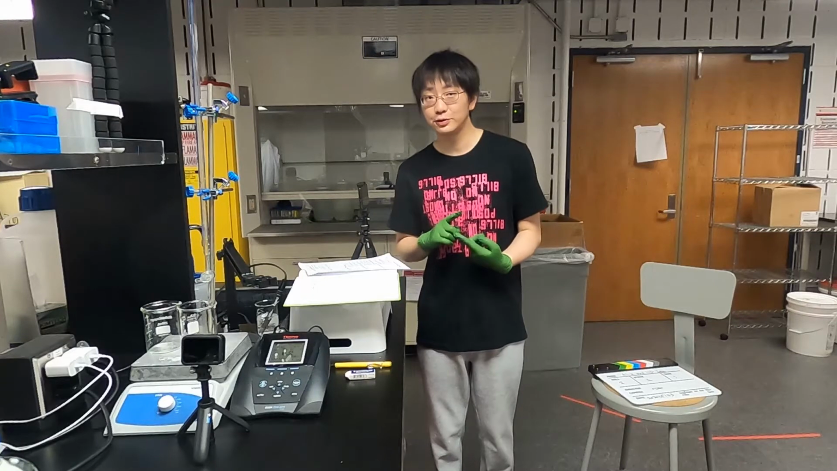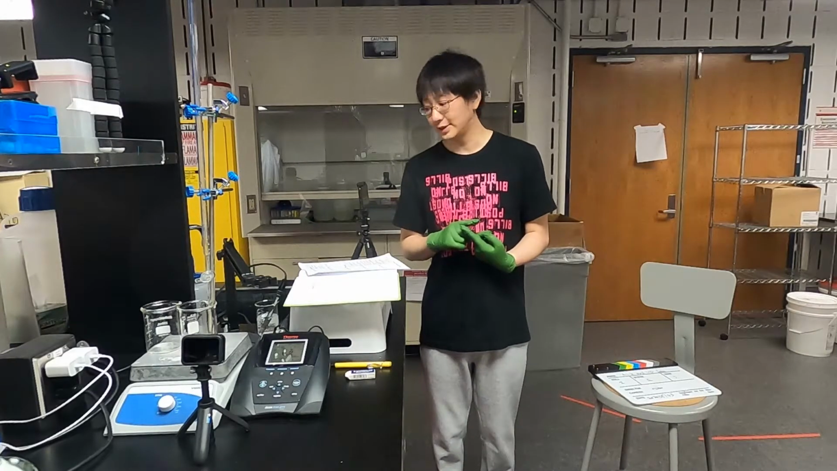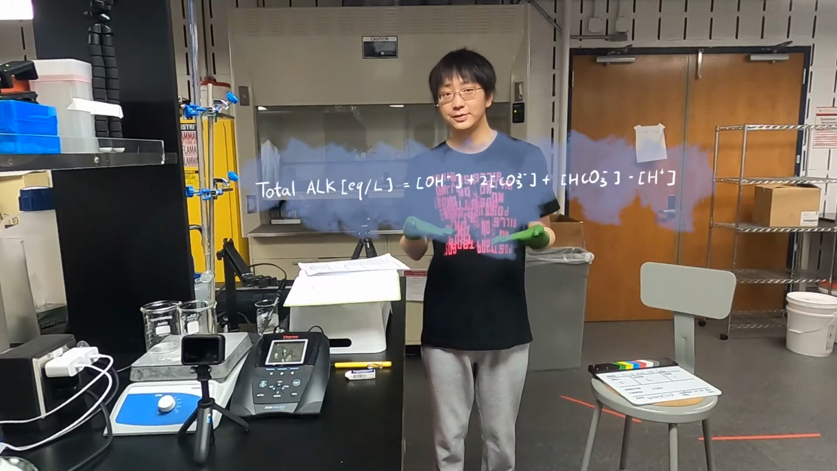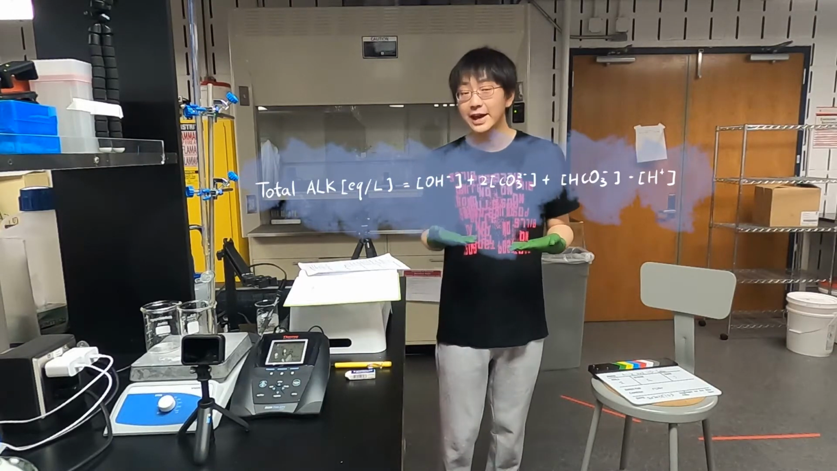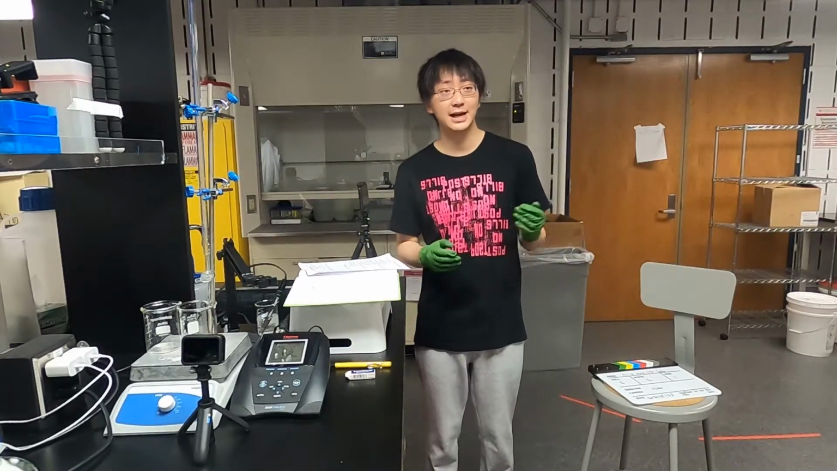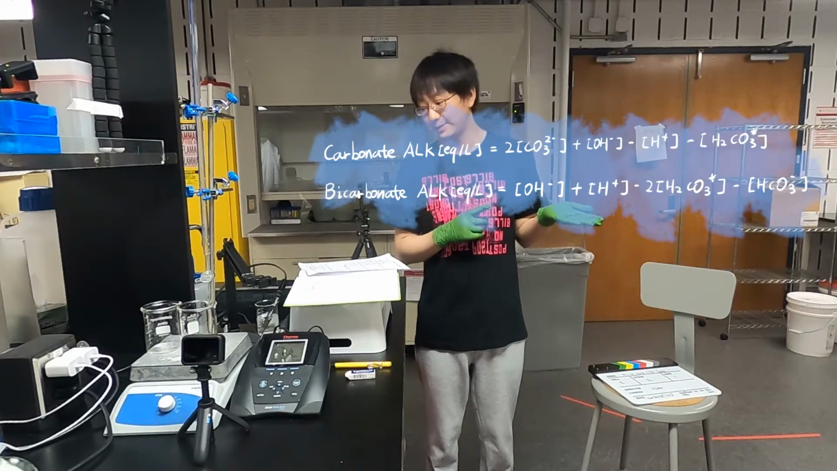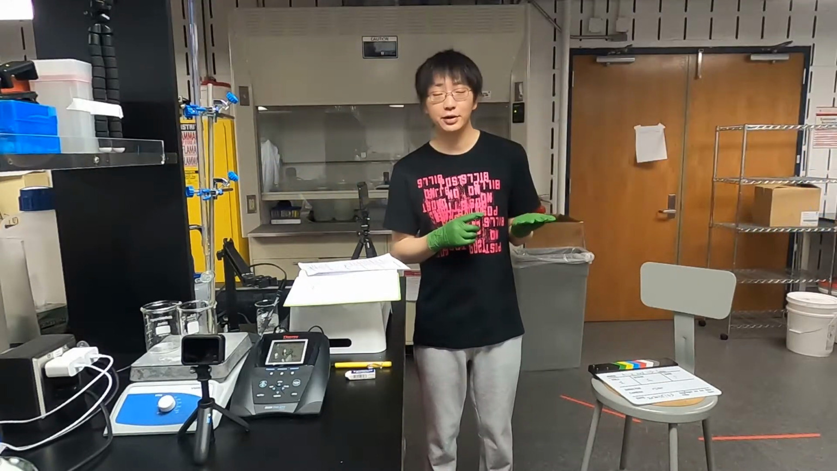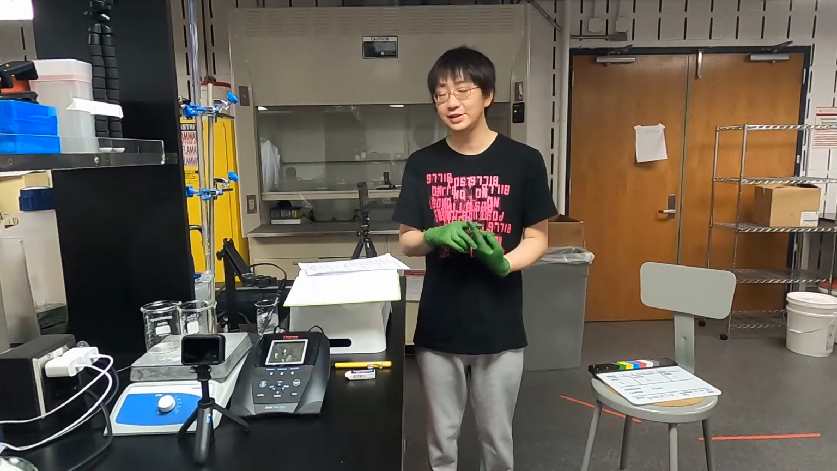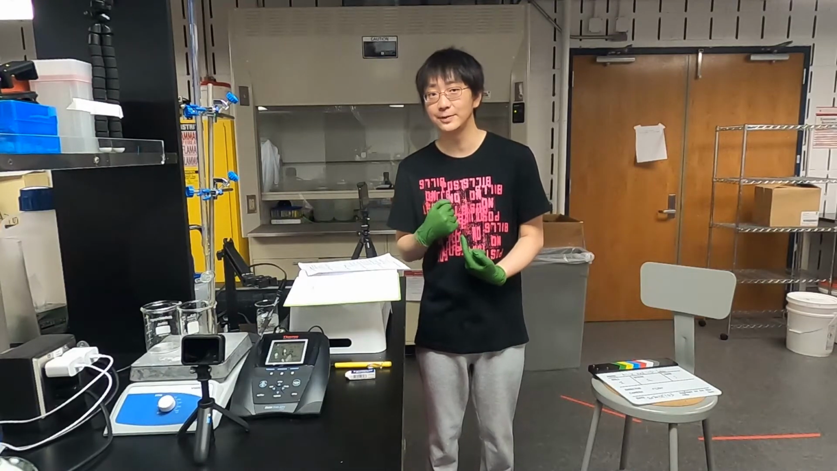So if we assume only the carbonate system is in the natural water, then alkalinity can be expressed by this equation. We can also define the carbonate alkalinity and the bicarbonate alkalinity, and they can be calculated as shown here. In practice, alkalinity is determined by titration with strong acids such as HCl, and of course, the concentration of the strong acid is known.